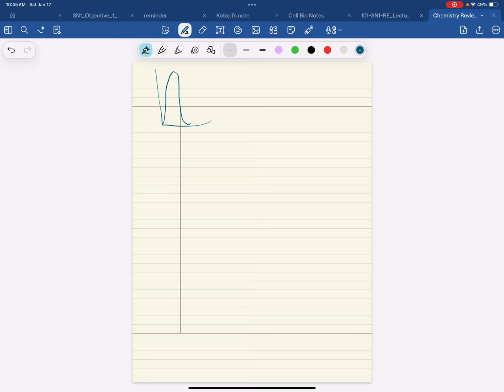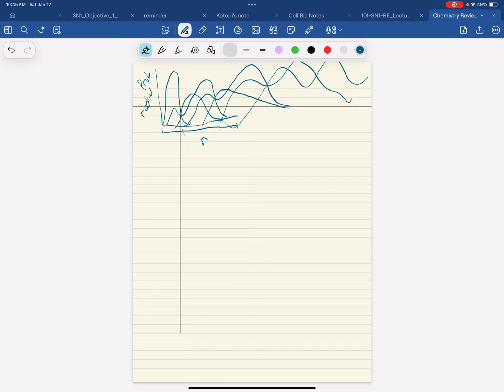radial probability graphs. Radial probability means how probable it is that an electron will be found at a certain distance. So this is our radius, the distance, and this is the radial probability. How much probability is there of an electron being found at a certain distance from the nucleus? These will usually look like waves or mountains like this. You can see there are these little hills that are very important, and the next one will be this, and then the next one will be this.